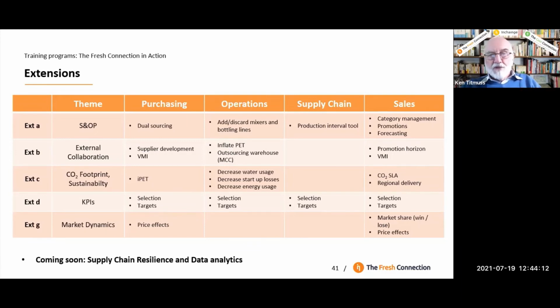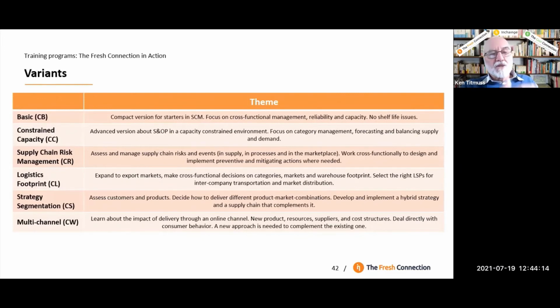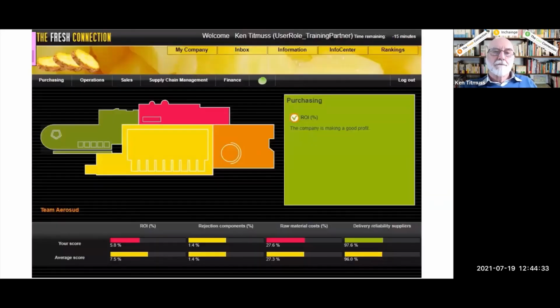So that's what we'll be doing for the training. There are lots of different variants, as I said, of the training. We've got constraint management and supply chain risk and logistics footprints, etc. So this whole simulation can be designed and configured in a way to suit your particular training within your organization if you need it. So what does it look like?